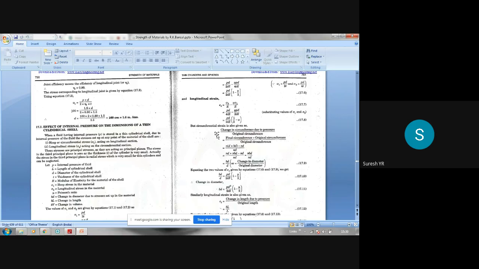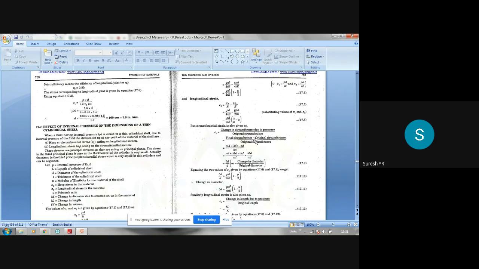Then we are comparing. So epsilon 1 is given by change in circumference due to pressure divided by original circumference. This is as per the definition. Because we are finding circumferential strain, we have to take the change in circumference divided by original circumference. So what is the change in circumference? It is final circumference minus initial or original circumference, divided by original circumference. Now I have assumed delta D as the change in diameter. So what will be the final diameter? D plus delta D.